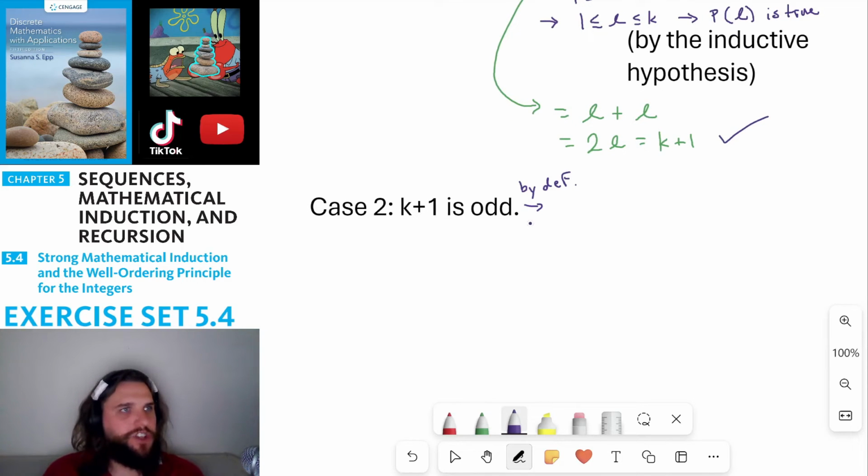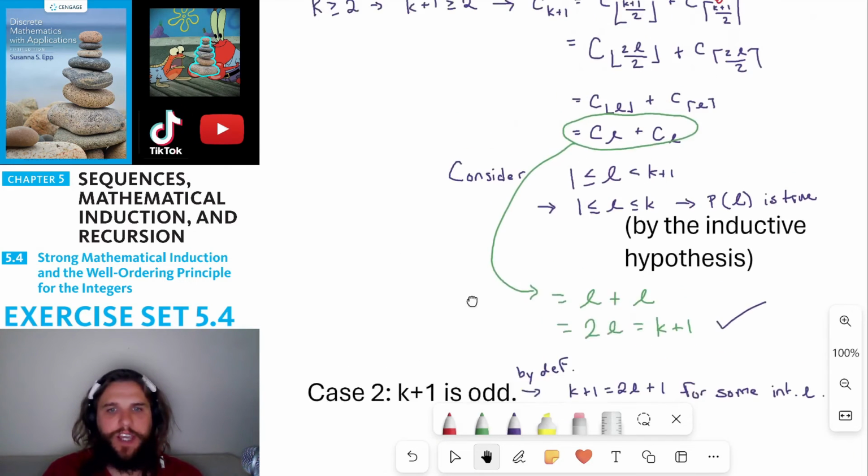Now, by definition of an odd integer, this means that K plus 1 equals 2L plus 1. Keep in mind that this L is a temporary variable, and the scope of it only extends to this case. So the L in case 1 has nothing to do with this L in case 2. The scopes of those don't overlap in any way. And this is true for some integer L. Now, what do we do after this in case 1?